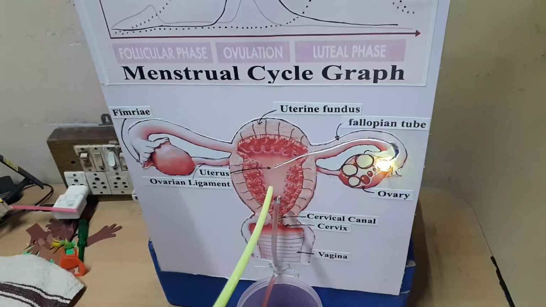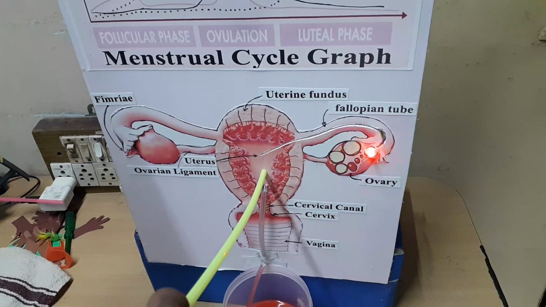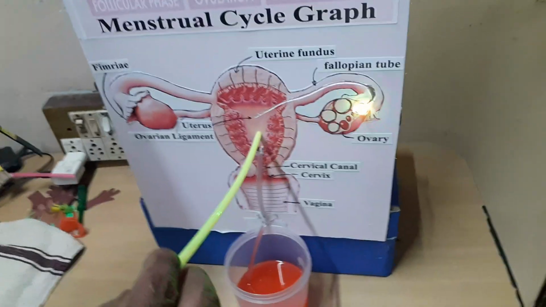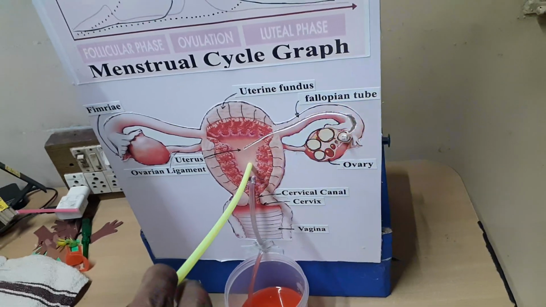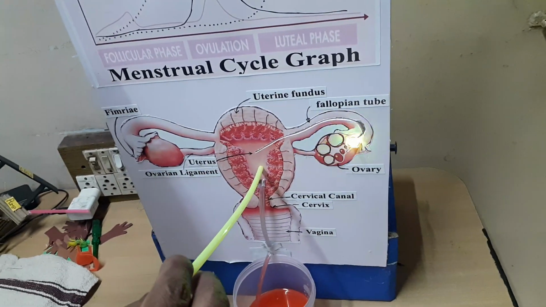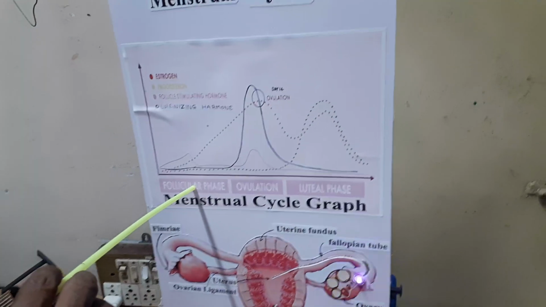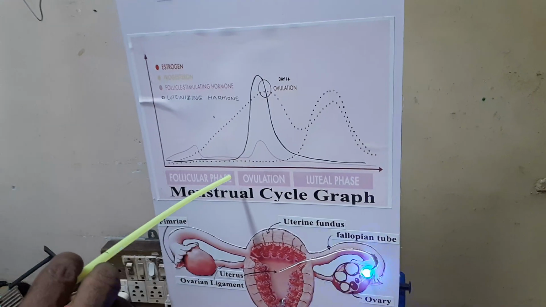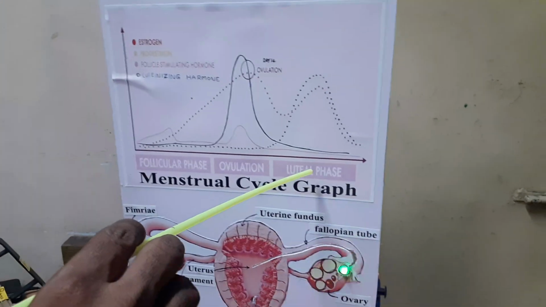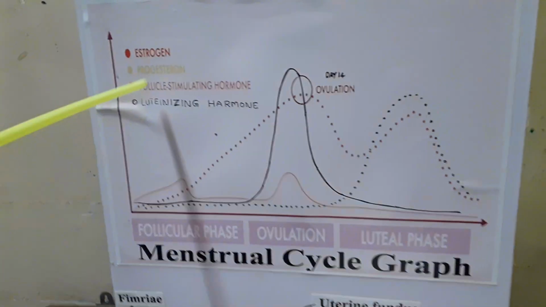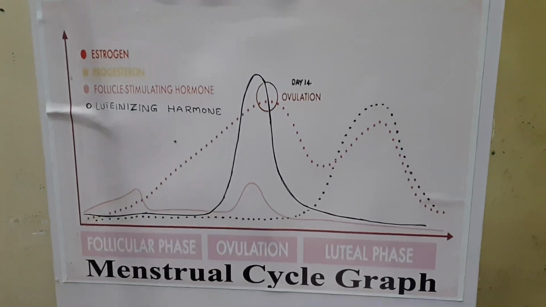If the egg is not fertilized, the egg breaks down and the hormonal changes signal the uterus to shed its lining, bringing us back to day 1 of the menstrual cycle. The graph explanation. The graph is divided into 3 parts: the follicular phase, the ovulation, and the luteal phase. Now these are represented by these lines.